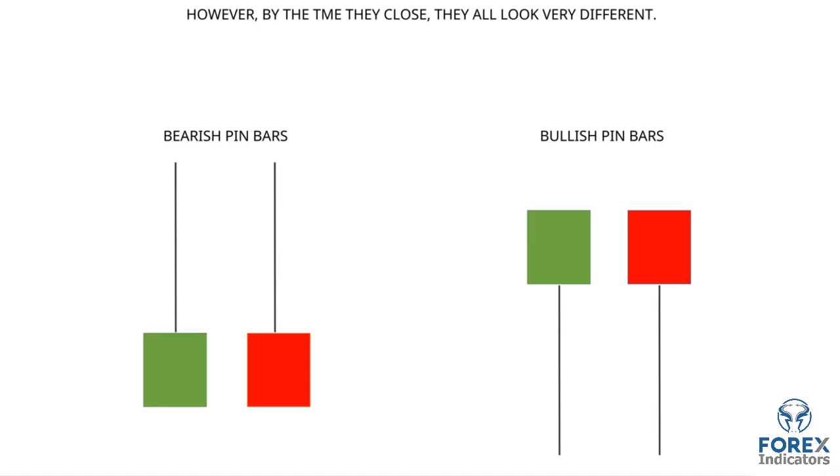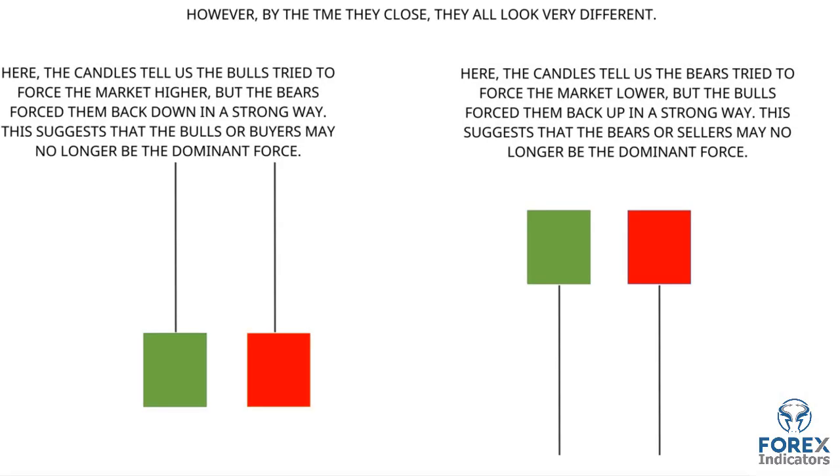However, by the time they close, they all look very different. On the left, the candles tell us the bulls tried to force the market higher, but the bears forced them back down in a strong way. This suggests that the bulls or buyers may no longer be the dominant force. On the right, the candles tell us the bears tried to force the market lower, but the bulls forced them back up in a strong way. This suggests that the bears or sellers may no longer be the dominant force.